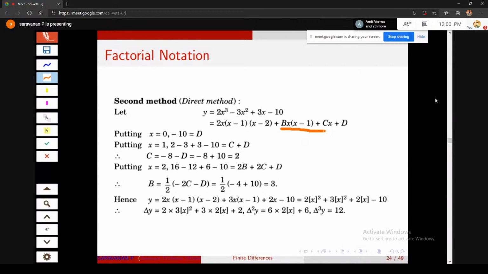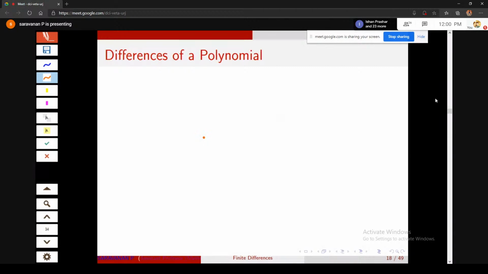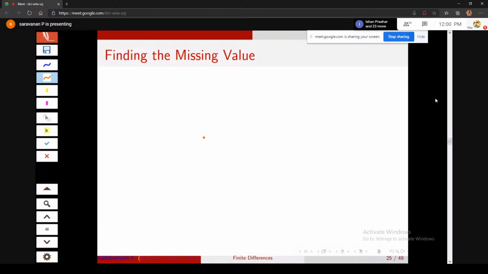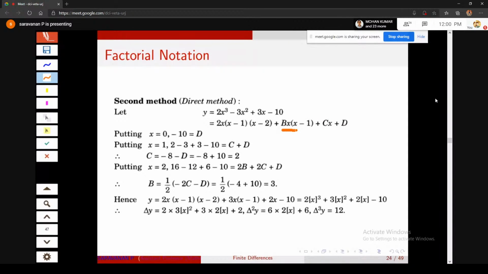B, C and D. Actually, D you will get directly. You compare the constant term, you will get d equal to minus 10. And to compute b and c, what I do is put x equal to 1, x equal to 2, or x equal to 0 to get the values.